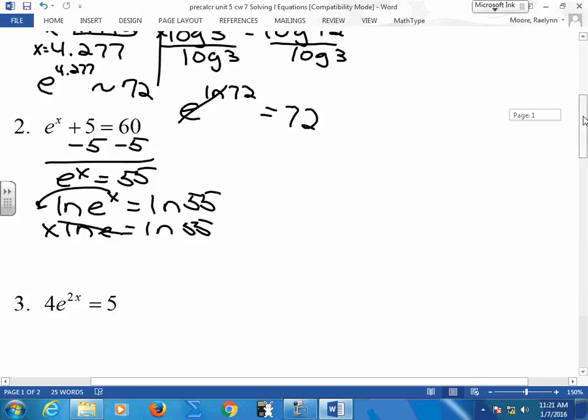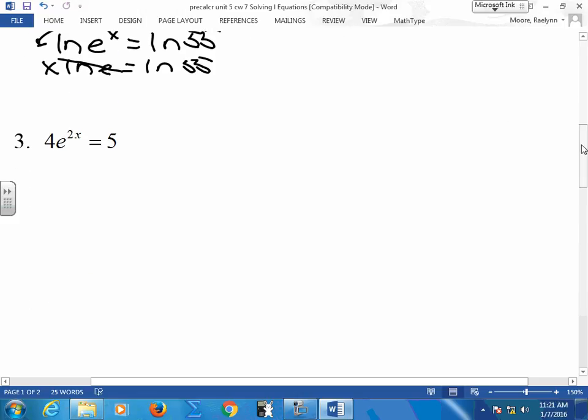Okay, now this third one, again, has no log word in it. It has an exponent, so I know I have to use a log to get it down. But I have to isolate it first. What do I have to do to this 4? Good. Divide by 4. Now, I have a bunch of different ways you can do this. We can kind of do that, divide by 4. I'm just going to leave it 5 over 4.